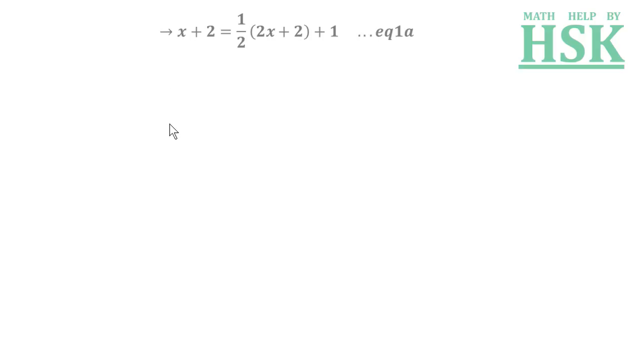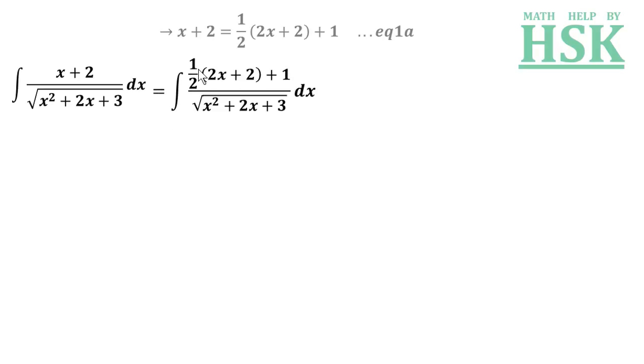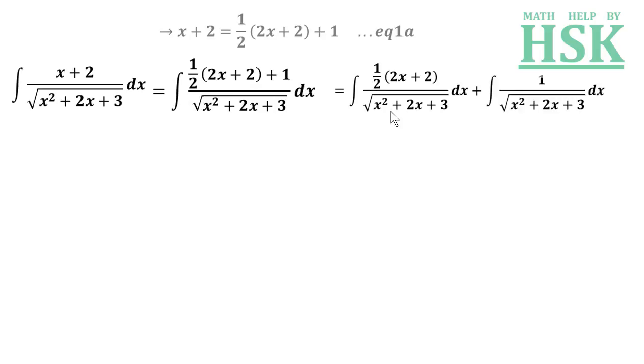Now this value I'm going to substitute in place of x + 2 in the given integral. So I'm going to obtain 1 upon 2 into (2x + 2) plus 1 upon the square root of x² + 2x + 3. Further, what I'm going to do, I'm going to divide the denominator separately by these two terms in the numerator. So I get the integral like this. So I obtain two integrals. I'm going to solve them separately. Both of them cannot be solved directly also. So I'm going to name them I1 and I2, right?